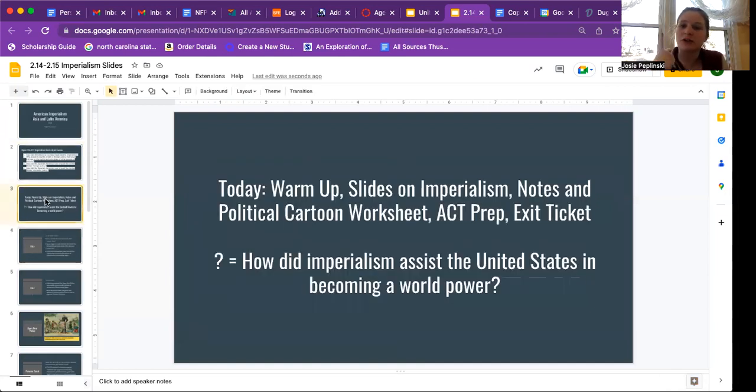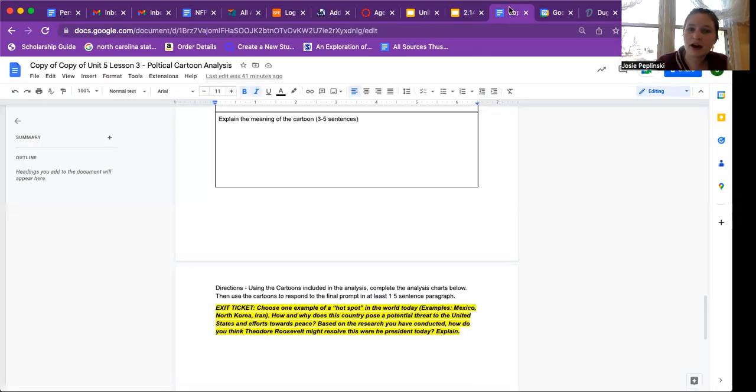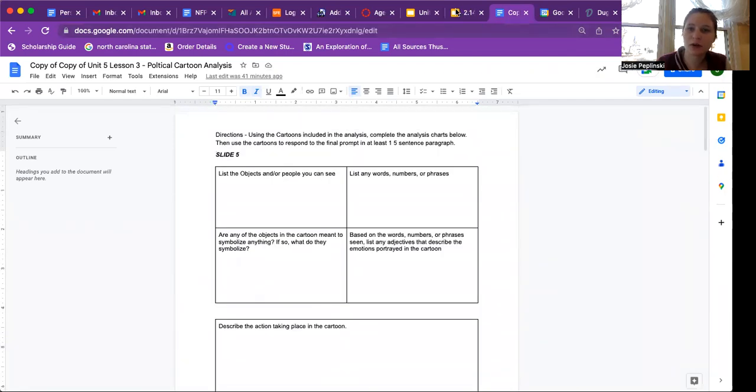So today I want you to turn in that warm-up. We're going to do these slides on imperialism as well as the notes, and throughout the slides we have this political cartoon worksheet that you will turn to as well. And then we might have time for some ACT prep and an exit ticket today.